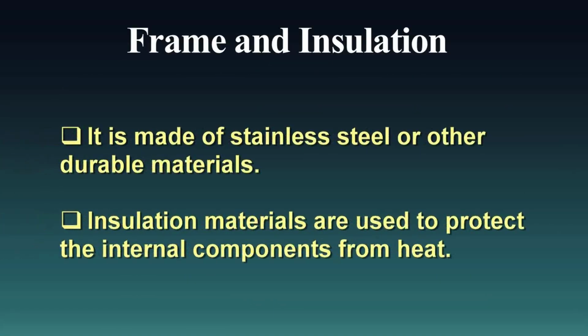Frame and insulation. The frame of an electric cooking heater provides structural support to the components of the device. It is made of stainless steel or other durable materials. Insulation materials are used to protect the internal components from heat and to prevent heat transfer to other parts of the appliance, ensuring safe operation and minimizing the risk of burns.